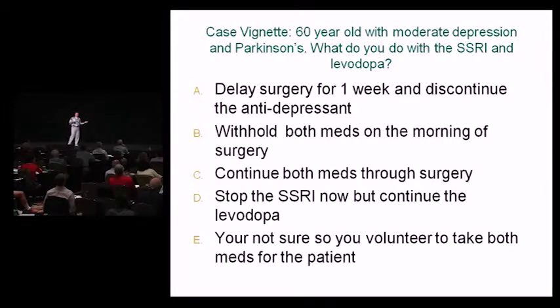So this is a 60-year-old patient who has moderate depression and Parkinson's. What do we want to do with that patient's SSRI and the levodopa? I have five choices for you. A, delay surgery for a week and discontinue the antidepressant. B, withhold both meds on the morning of surgery. C, continue both meds through surgery. D, stop the SSRI, but continue the levodopa. Or E, you're just not sure, so you volunteer to take both the meds for the patient.